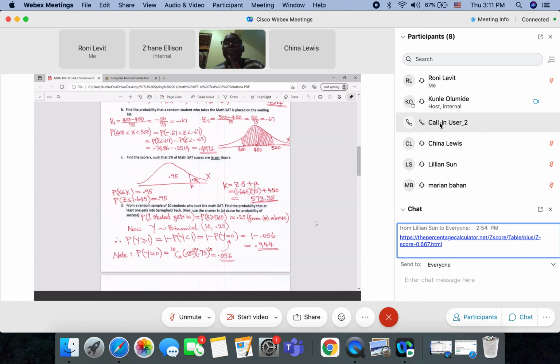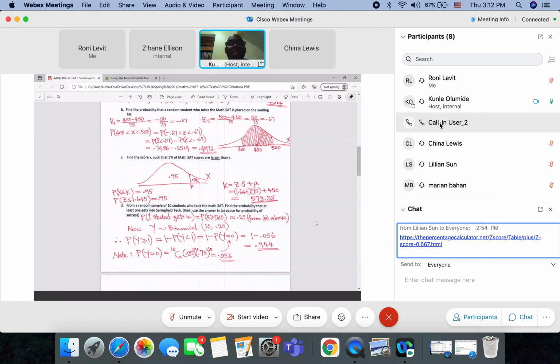But could you go over why did we subtract 1? Okay, let's go back to the problem. It says from a random sample of 10 students who took the math SAT, find the probability that at least one gets into Springfield Tech. Right? At least one gets into Springfield Tech.